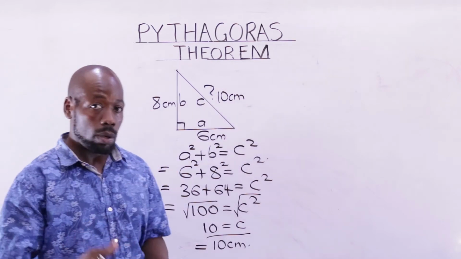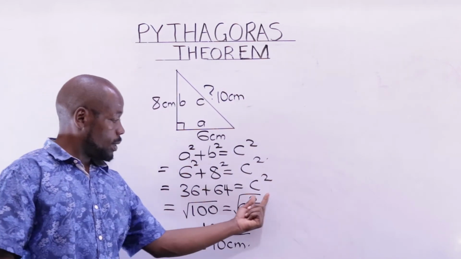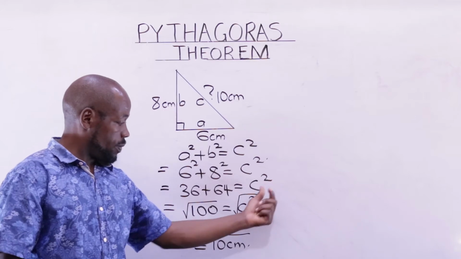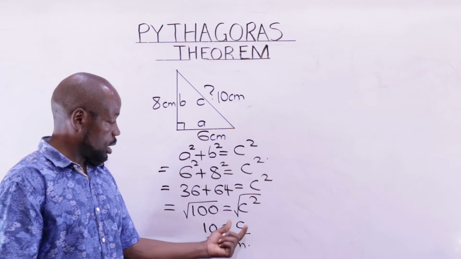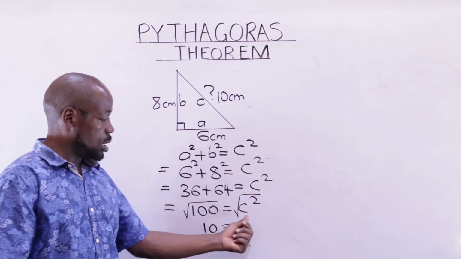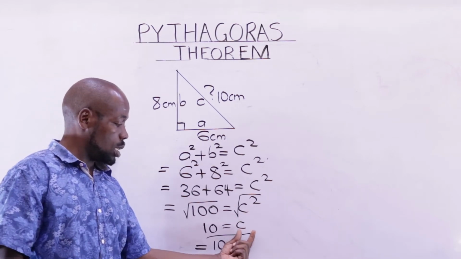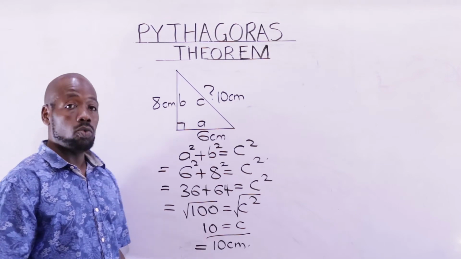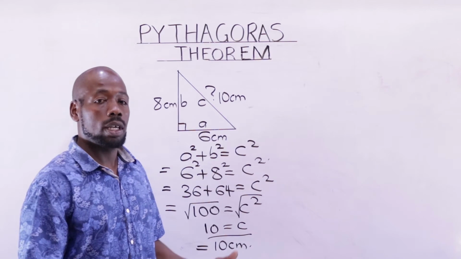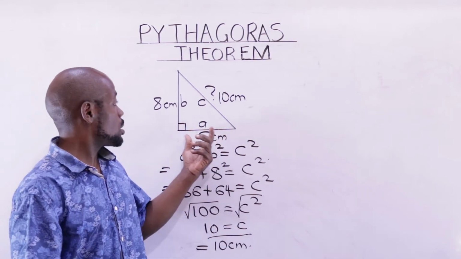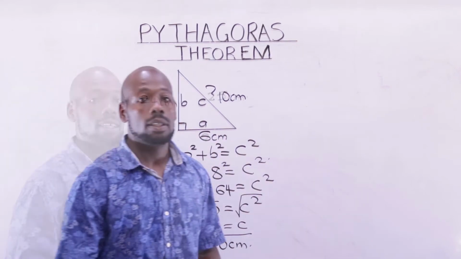Now, you have to remember this all the time. Whenever we have a c squared, this is a perfect square number. The only way to get c alone is by getting the square root on both sides. So we did the square root of c squared to get c, and the square root of 100, which is 10. Let me take you through another example where we are finding the base or the height.